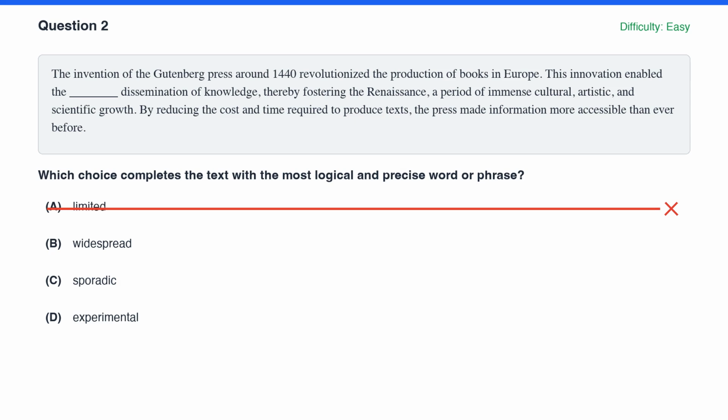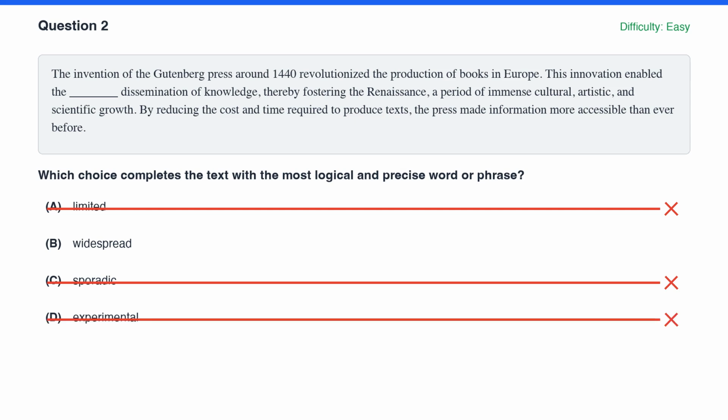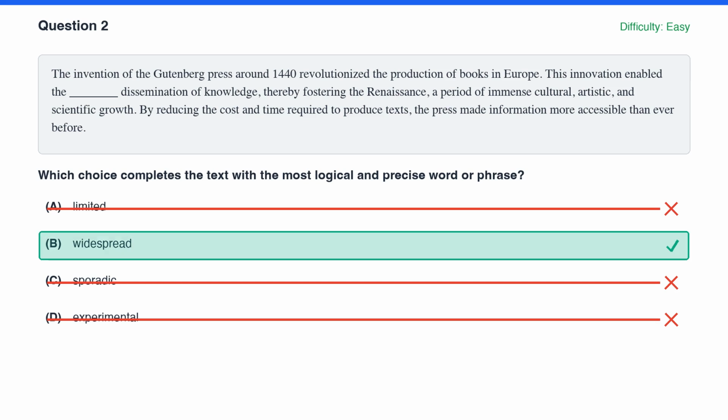Irregular, scattered, contradicts, more accessible than ever. Cross it. Choice D, experimental. The dissemination wasn't a trial run, it was a transformation. Cross it. Choice B, widespread. Direct match. Answer B. Notice choice A, limited, is the text direction trap. Without step 2, a student might pick it because limited dissemination sounds like a real phrase, but the passage's signals all point the other way.